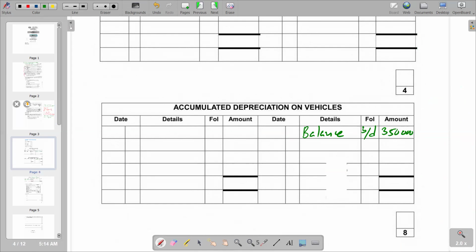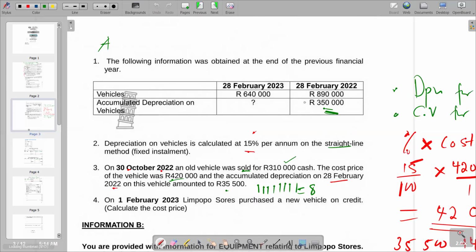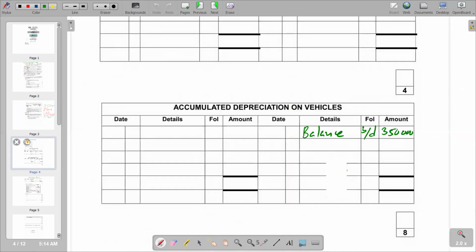So exactly this is the balance that we have, 350,000. Then all the dates, remember we are saying the beginning of the period, so it's 2022, and it's on March 1. So that's in the beginning of the period.